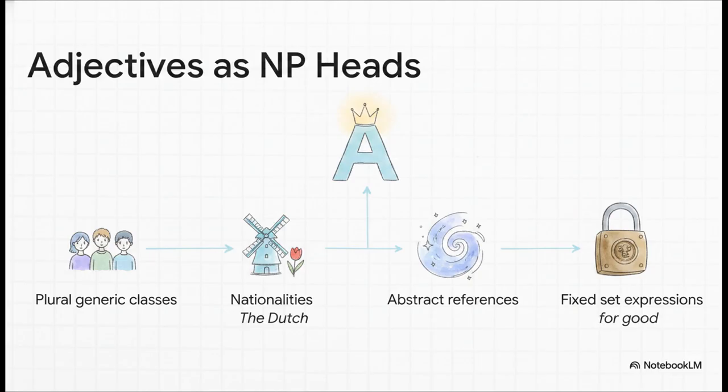We see this morphological exception all the time with plural generic classes like the innocent or the young, with nationalities like the Dutch, with abstract references such as the mystical, and in fixed set expressions we use every single day, like for good or in public. Syntactically, they're functioning exactly like nouns, all while stubbornly retaining their adjectival form.